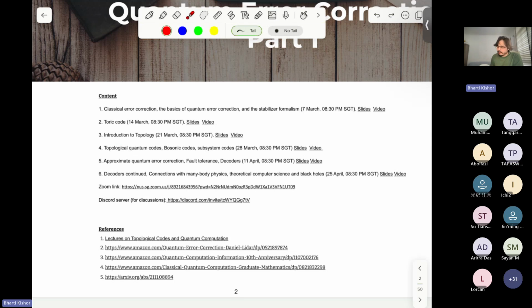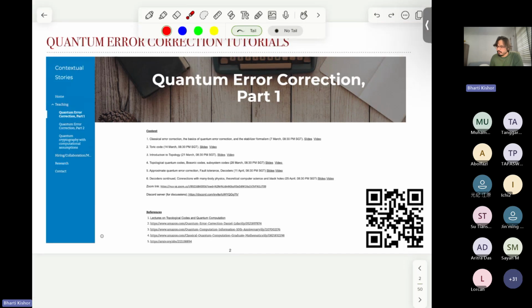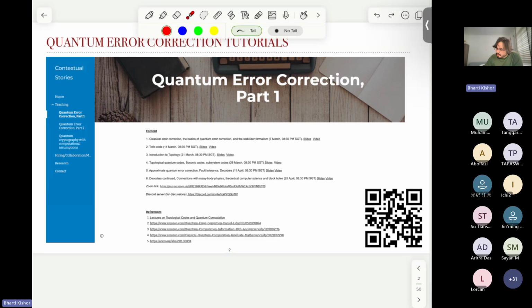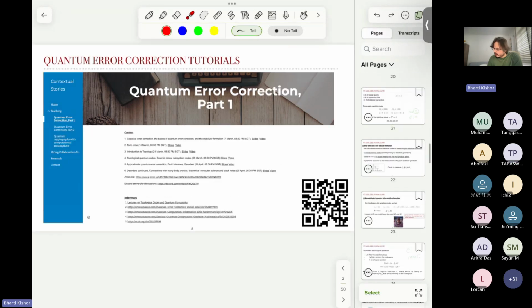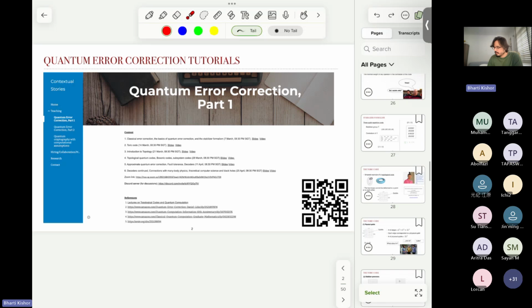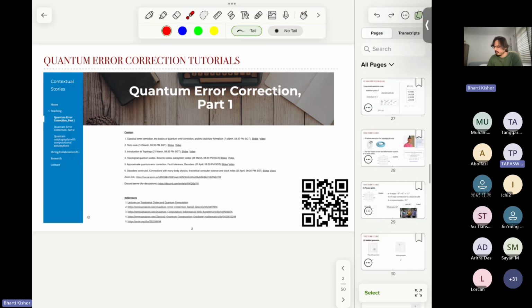The slides will be posted later, and then you could scan the QR code and look at all these videos whenever you feel like. Okay, so let's just talk about the toric code part, and let's see until where we can proceed here.